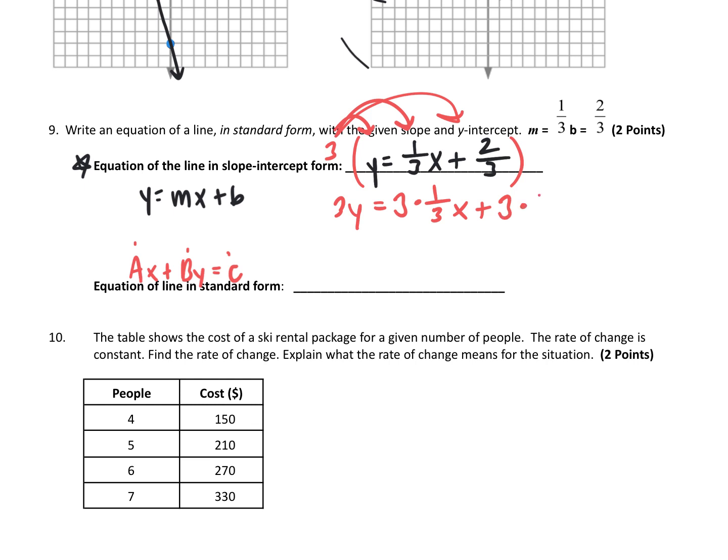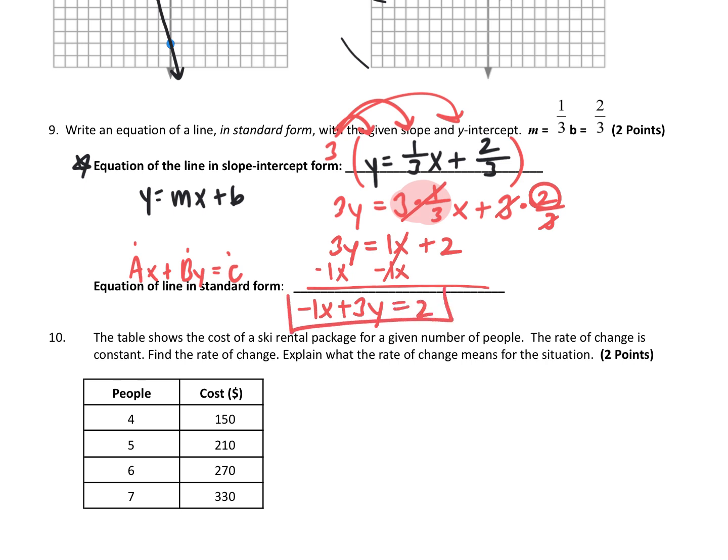plus 3 times 2/3. Well, what happens when you multiply 3 times 1/3? You get 1. So this is going to go away, and then 3 times 2/3, your 3's are going to cancel, and you're going to be left with that 2. So let's rewrite this. I've got 3y equals 1x plus 2. Now the only thing left is that we need to get the x to the other side. So I'm going to go ahead and subtract 1x from both sides. Since these have different variables, I cannot take 1 away from 3. So I'm going to rewrite this as negative 1x plus 3y equals 2 for your final answer.